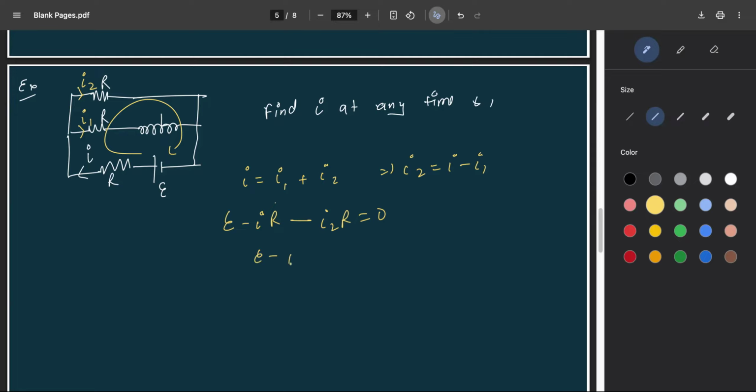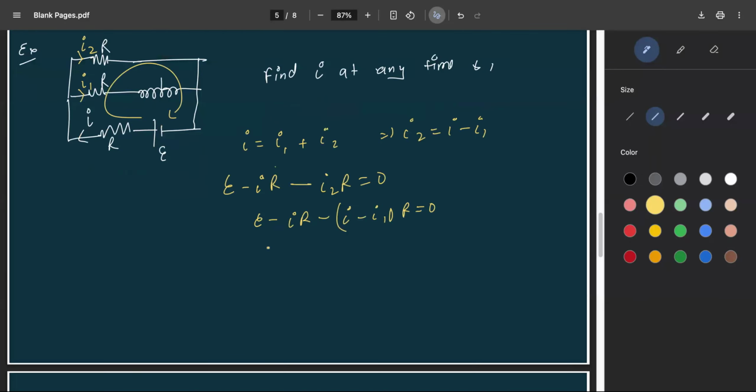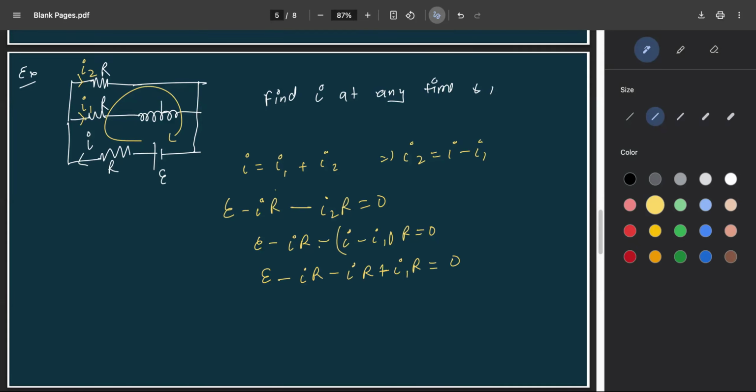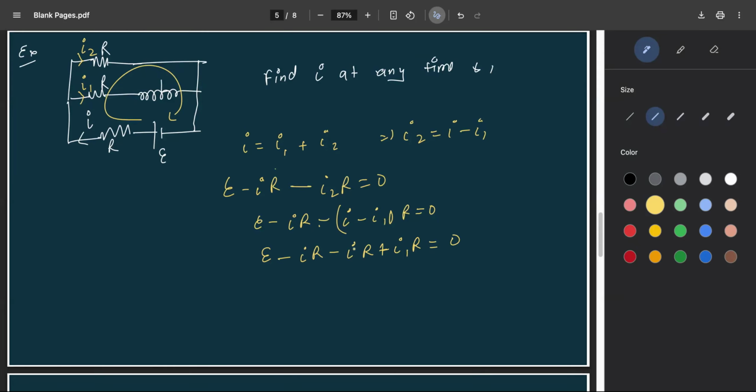Sorry, this is I1 times R equal to 0. If you rewrite this in a better way, the negative was already there. You can't actually cancel. This becomes minus plus I1R equals 2 times IR. This is one equation we are getting. We will look at the equation of I1R later on.